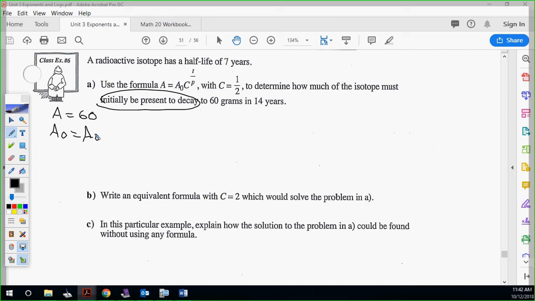We know our C is 1/2, and we know T is 14, and we know the period is 7 because the half-life is 7 years. So we have everything but the initial amount present. When we set this up, it's like this: 60 equals A naught times 1/2 to the 14 over 7. I'm just going to write a 2. Is that okay? Yep, 14 over 7.